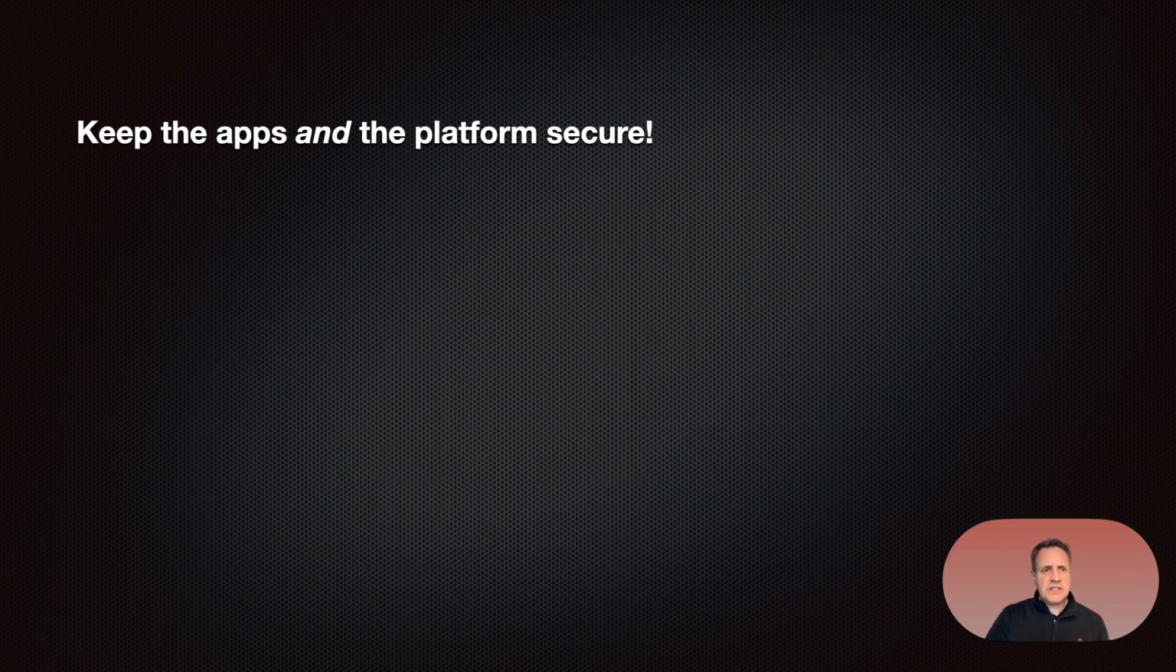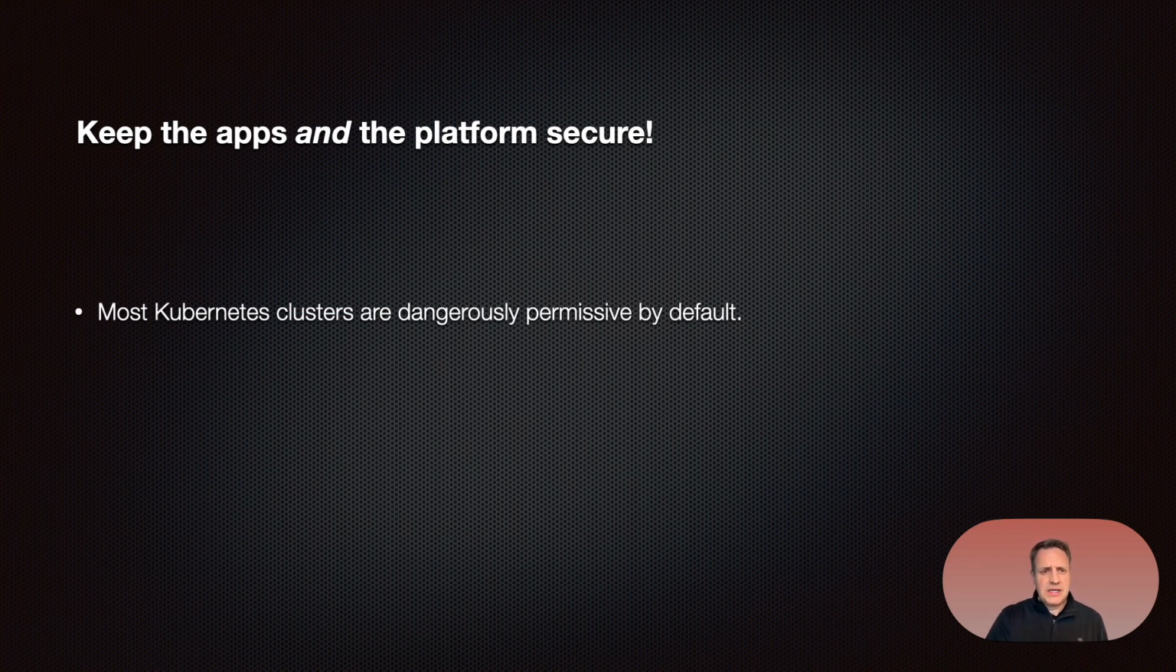So let's talk about how to keep the apps and the platform secure so there are no compromises. As I noted, most Kubernetes clusters are dangerously permissive by default. I've seen this all too many times with non-OpenShift systems where the developers, or the application teams, don't want to spend the time working with those security context constraints to get the application running in a fashion that obeys OpenShift's inherent security.